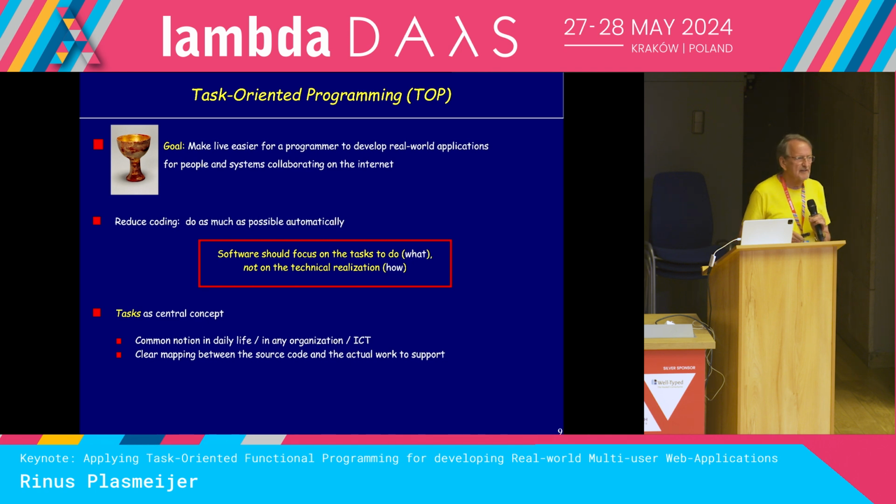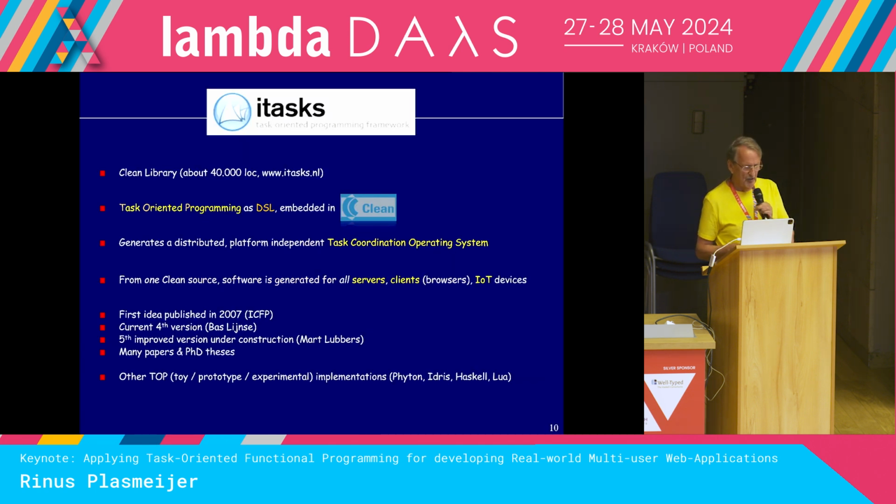Task-oriented is, in that sense, a good idea because people do tasks and machines do tasks. So why not have this notion of task as a central part of your code? If you look at a task-oriented program, you see immediately, oh, this is what the program is supposed to do, and the technical realization is done as automatically as possible. I will show you what this task-oriented programming means later on.